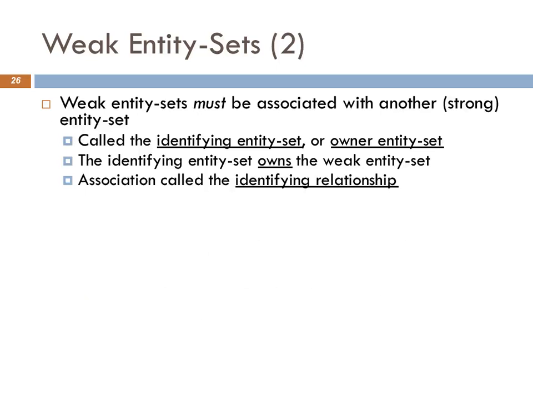So weak entity sets are associated with some other entity set. We call that one the strong entity set. In fact, all entity sets with real actual primary keys are called strong entity sets because you can identify individual entities. But the strong entity set that a weak entity set is associated with is called the identifying or owning entity set. And the association is called the identifying relationship.